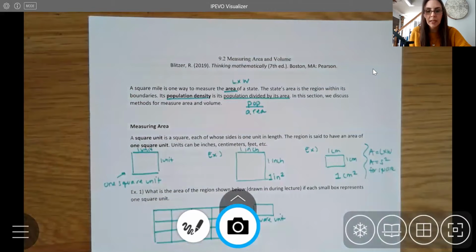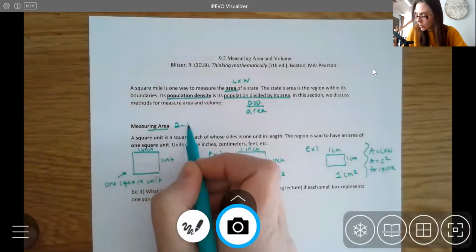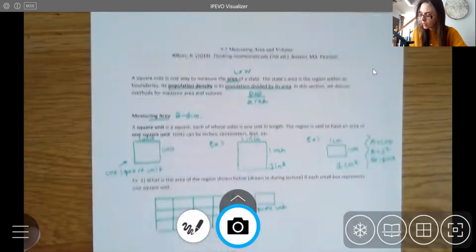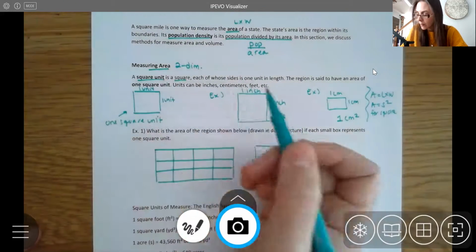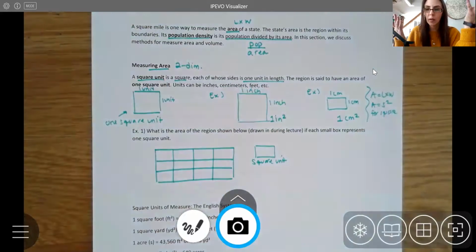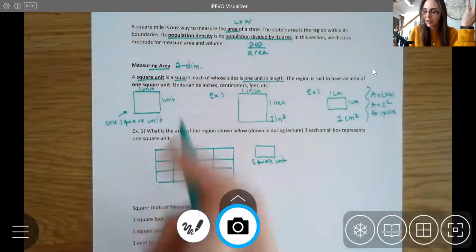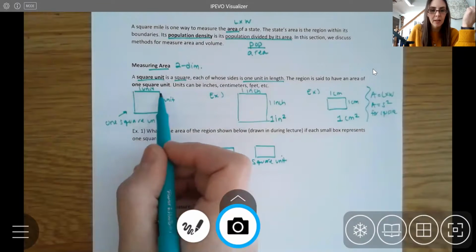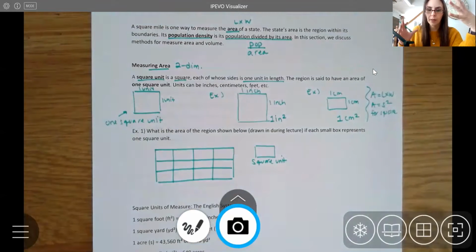So in this section, we're going to discuss measures for area and volume. And we're going to start with area. So again, for your area, you're looking at 2 dimensions here. For instance, a square unit is just a square, each of whose sides is 1 unit in length. So we just say a square unit, meaning the units can be anything. These are supposed to be squares. Try to draw a quick picture here. So this could be 1 unit, and this could be 1 unit. So you have 1 square unit. It literally forms a square.